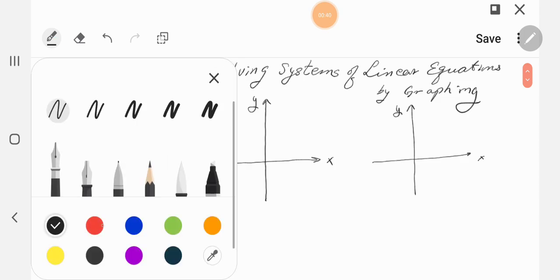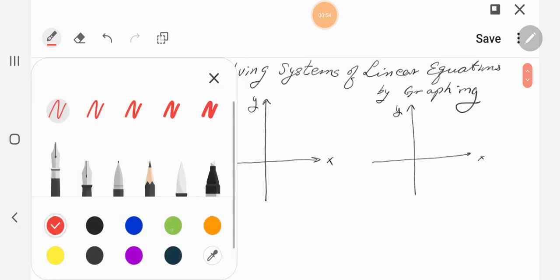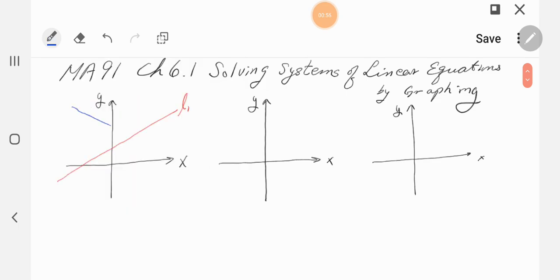So let's say we have two equations. One goes like this. This is the graph of equation 1, line 1. And let's say another graph is this one. This is line 2. Then the solution will be the intersection. So this is the solution. There is a solution, and the coordinate of this point is, let's say, (x, y).